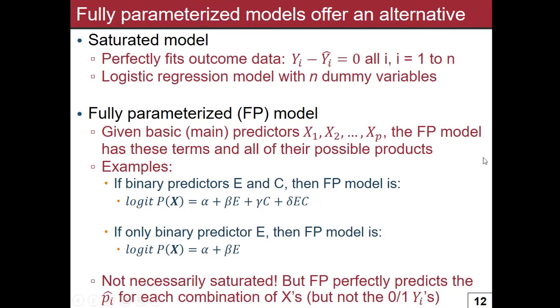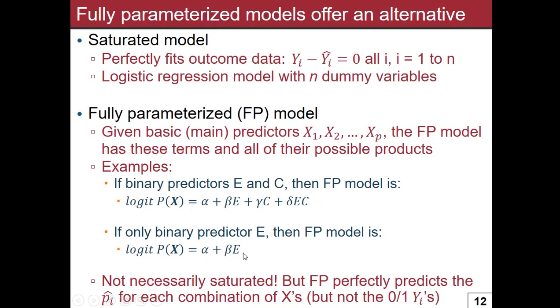So what I mean by that is, let's say you have just two predictors, E and C. Your fully parameterized model is alpha plus beta times exposure, gamma times C, and then delta times E times C. This is literally the most complicated model you can make with the data you've got, okay? This is not the saturated model, right? The saturated model would be as many terms in the model as you have lines of data, right? So if you have 100 people in your data set, you'd have 100 terms in your model. This is the most complicated model you can make with the X variables that you have.